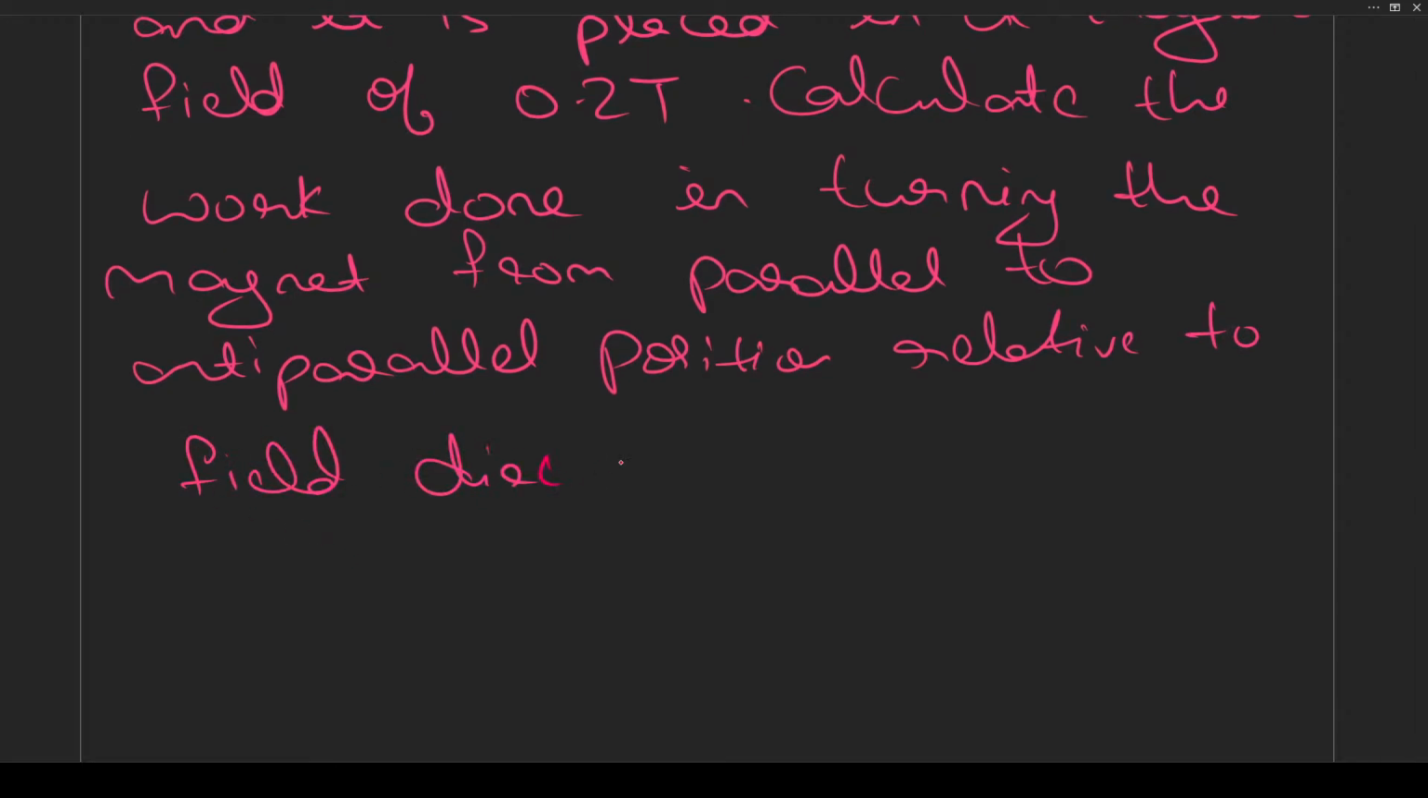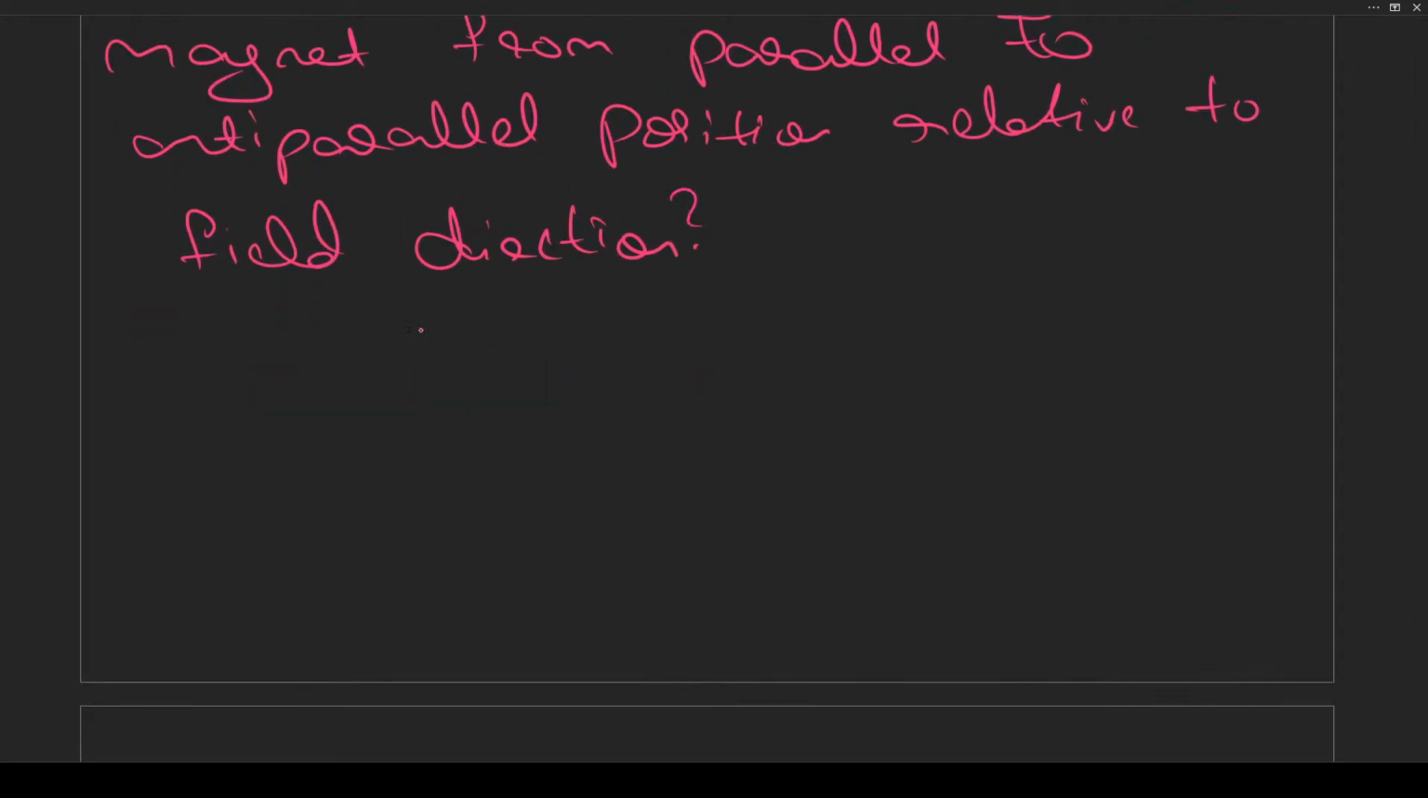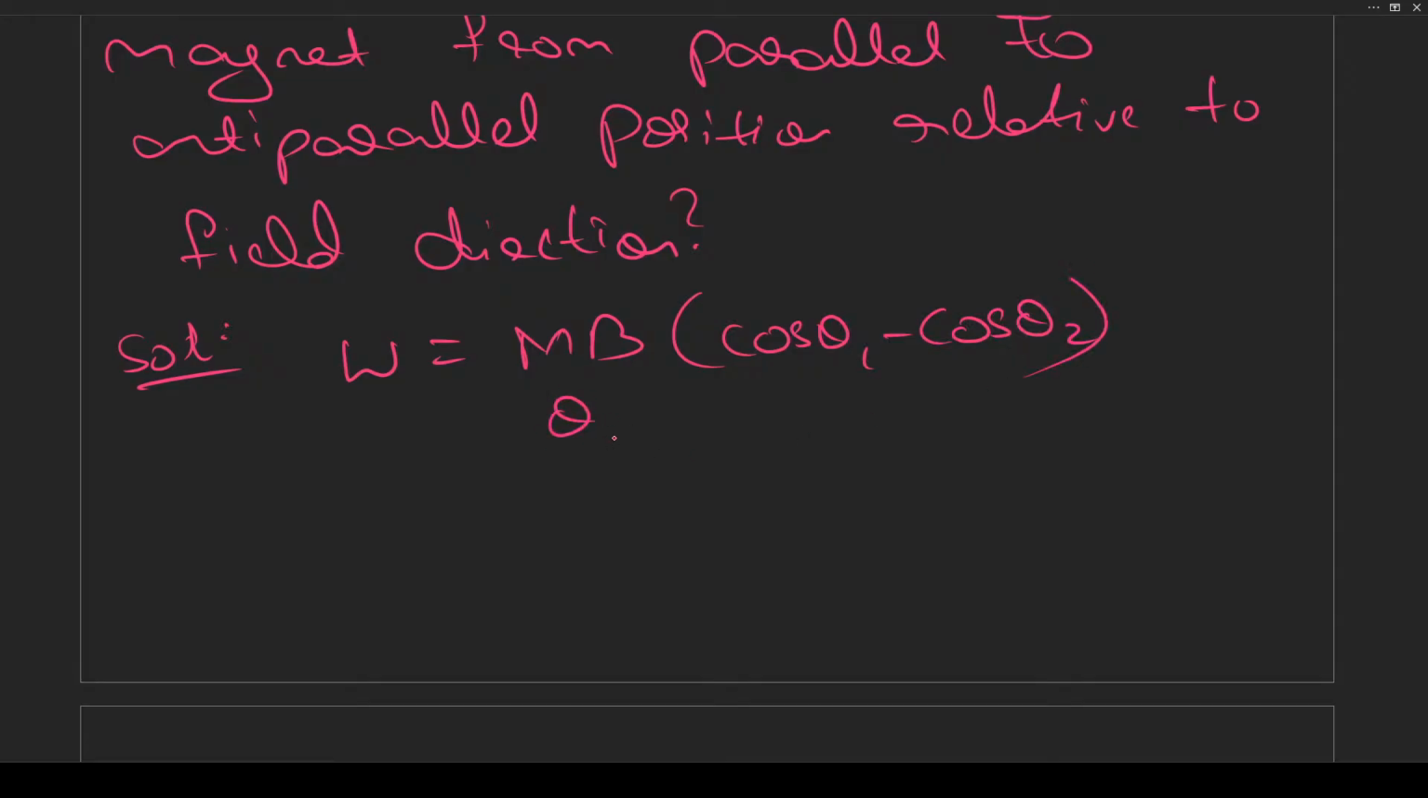They're asking, if there is a magnet in the direction of the magnetic field and we want to turn it to the anti-parallel direction, which is theta equals 180 degrees, what is the work done? The formula for work done is mB (cos theta 1 minus cos theta 2), where theta initial is equal to 0 and theta final, or theta 2, is equal to 180 degrees.